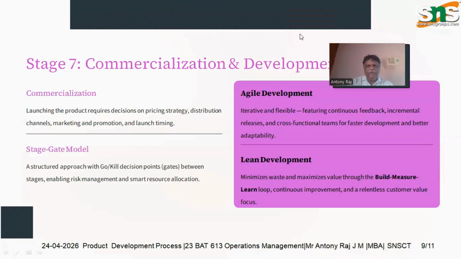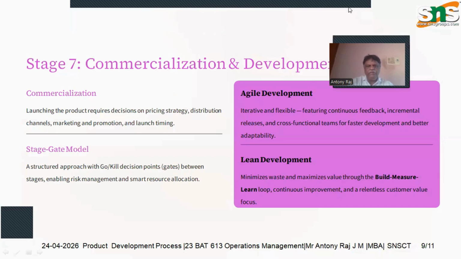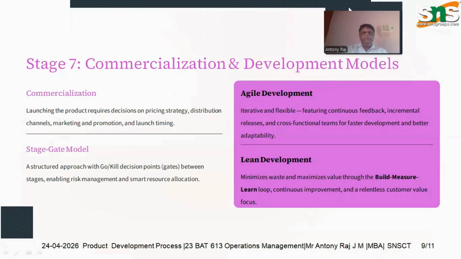Then we talk about commercialization and the development models. Once a product is clearly tested, we want to take decisions on pricing, the channels through which it needs to be distributed, the timing of the launch, and what marketing and promotion strategies should be used.